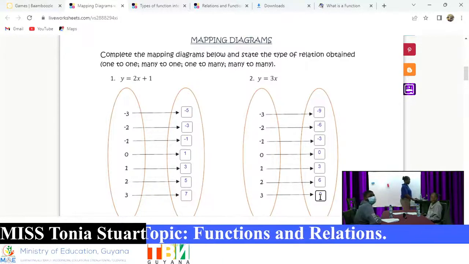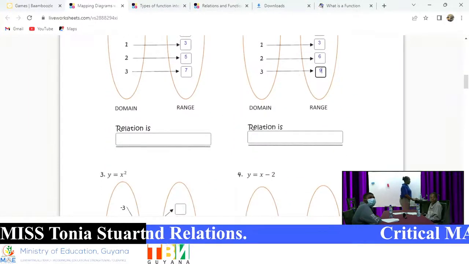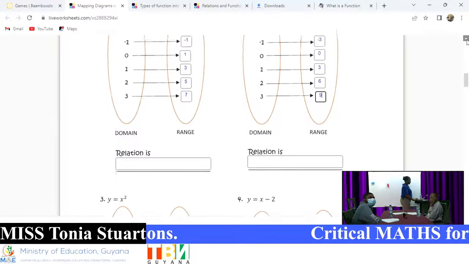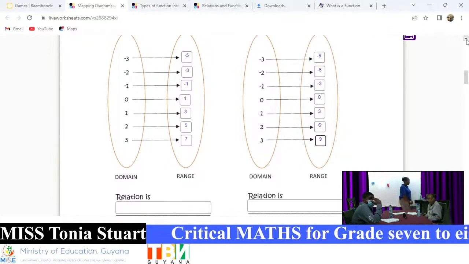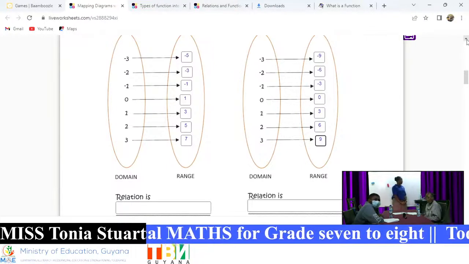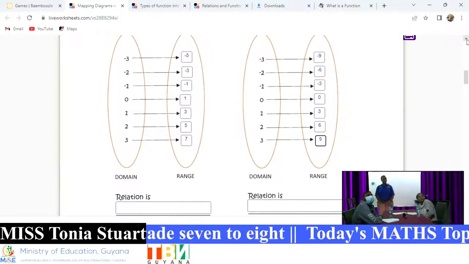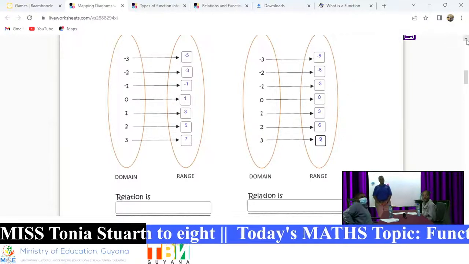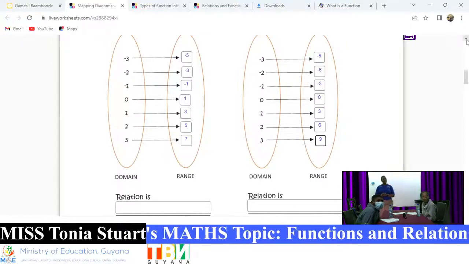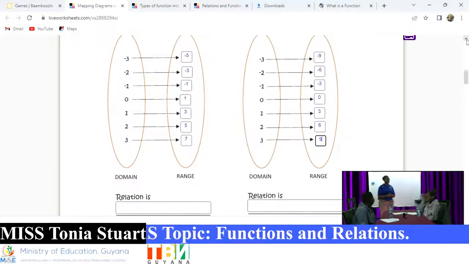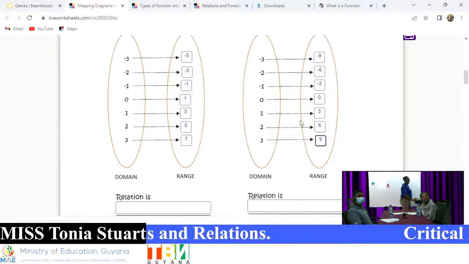Great. So let's get the ball rolling. What relation would this be? Let's look at it properly. Would it be a 1-to-1, a 1-to-many, a many-to-1, or a many-to-many? First one is a 1-to-many. So 1-to-many would be your answer?